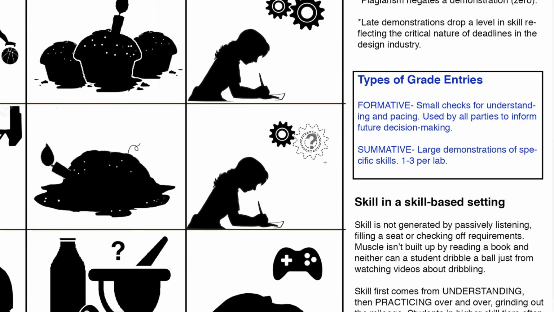Let's look at the two types of grades that go in the grade book. They're what are called formative grades and summative grades. Formatives are small checks for understanding. They're used to inform. They're used for the teacher to know things, for the student to know things, and for the parent to know things. Their purpose ultimately is to drive future decision making.